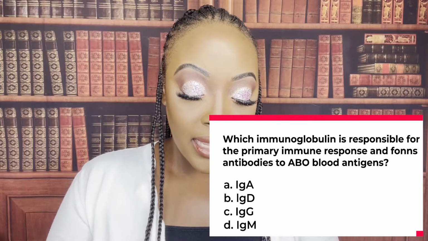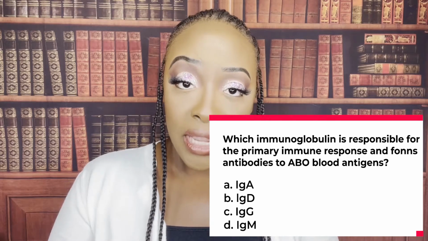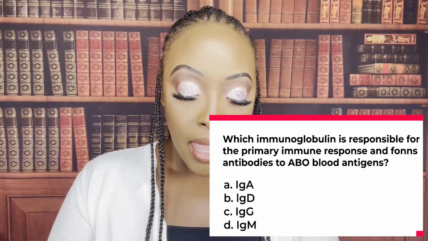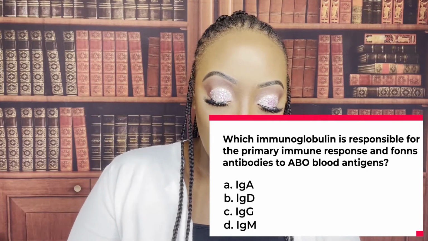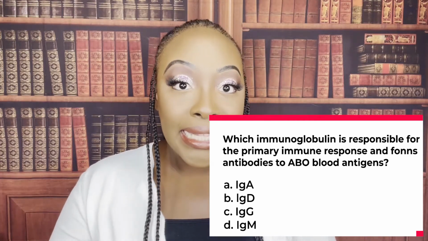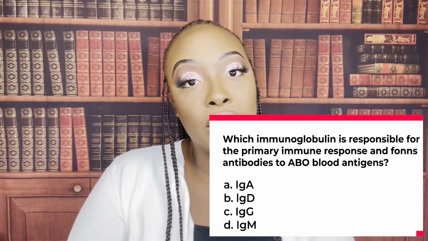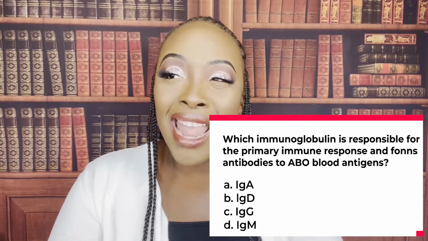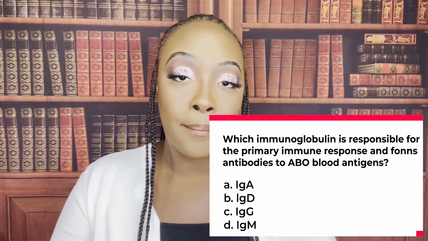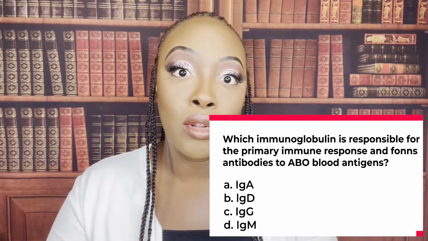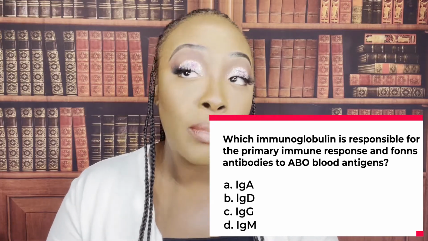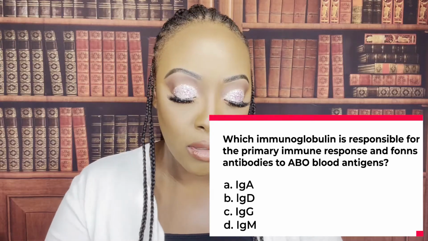And guys, the correct answer is D, IgM, immunoglobulin M. IgM produces antibodies against the ABO blood antigens. That's the correct answer. And I know you guys, matter of fact, I'll go over the other types of immunoglobulin. Make sure you guys write it down because you have to know these types of immunoglobulin. So let's break it down.